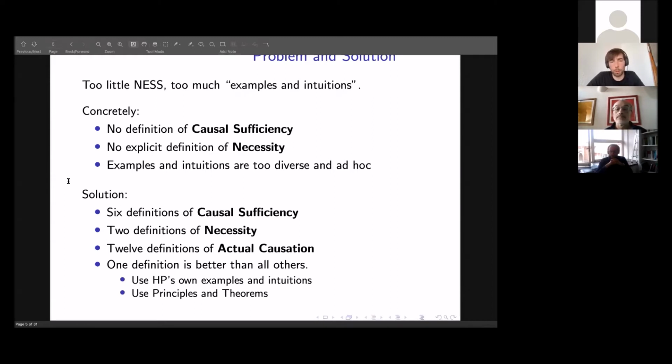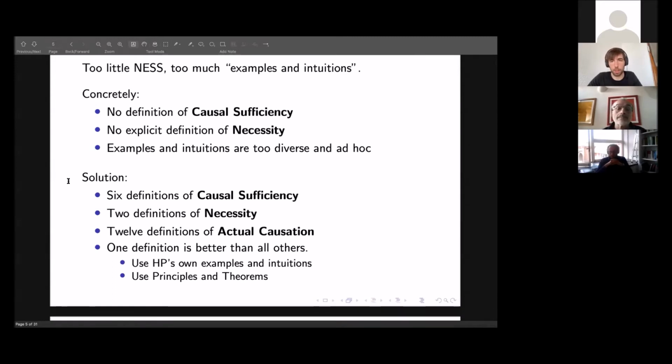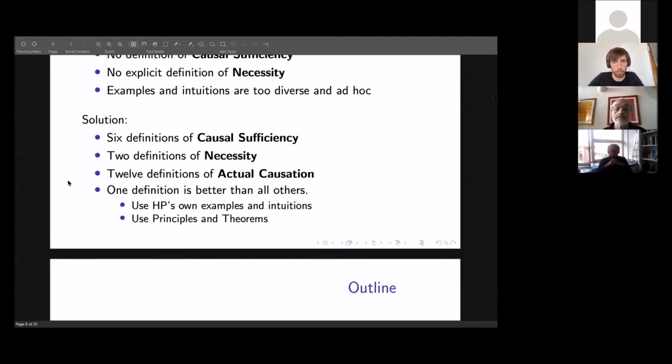So what I'm going to do is just go back to the beginning, propose 6 definitions of causal sufficiency, 2 definitions of necessity, and together those give 12 definitions of actual causation, and I'll argue that one of them is better than all the others. That's the setup of the paper.